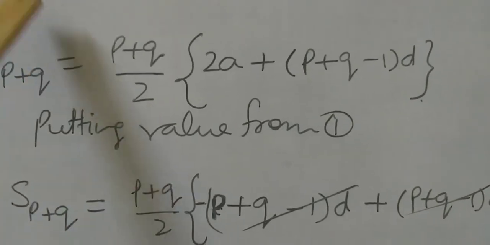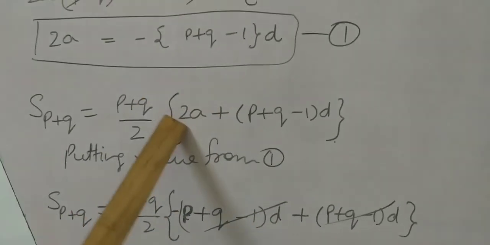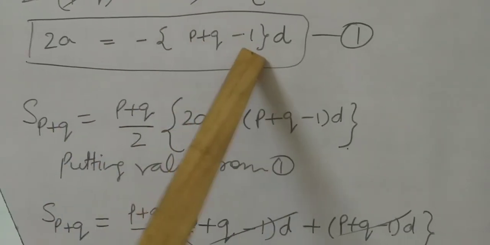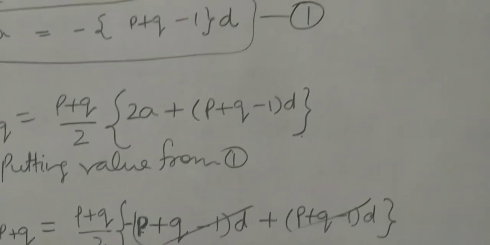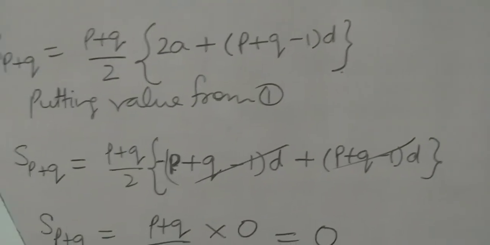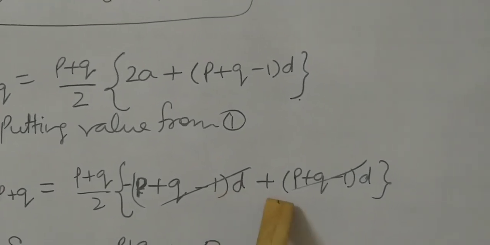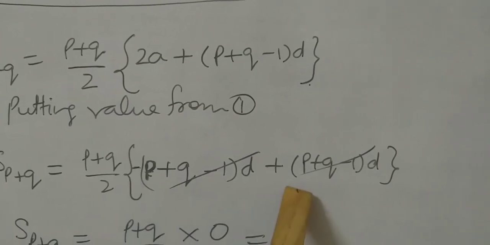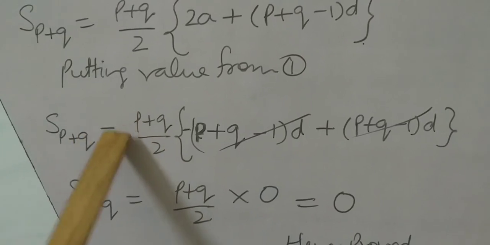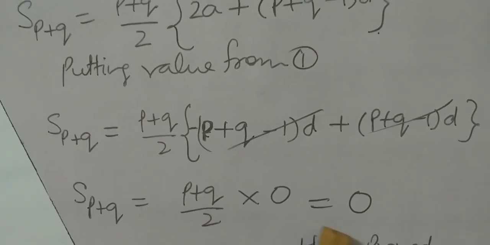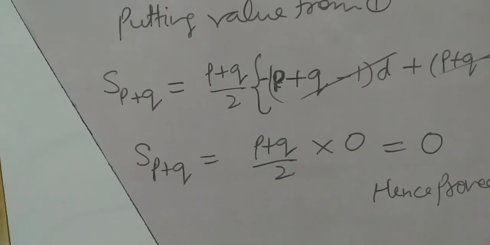Now student, we are going to put the value of 2A from equation number 1. So in the place of 2A we have to write minus (P plus Q minus 1)D, and this (P plus Q minus 1)D will be the same. So on both sides (P plus Q minus 1)D, and the signs will be different, plus minus, so the whole will be cancelled. P plus Q upon 2 into 0 equals 0. The sum of P plus Q terms is 0, student.